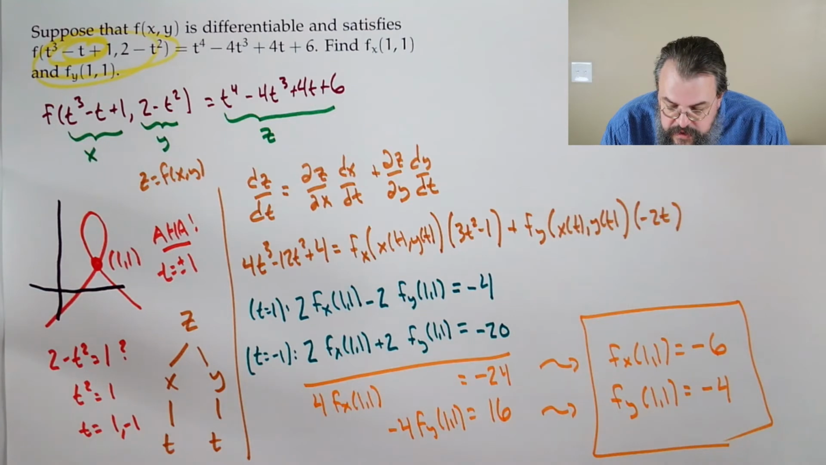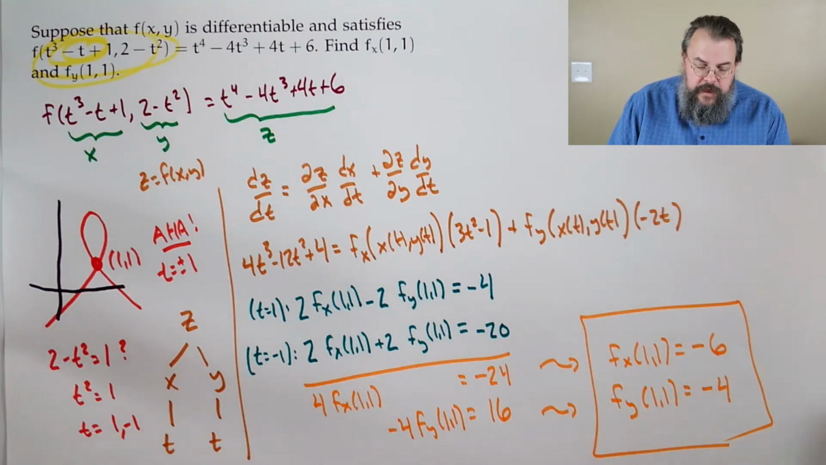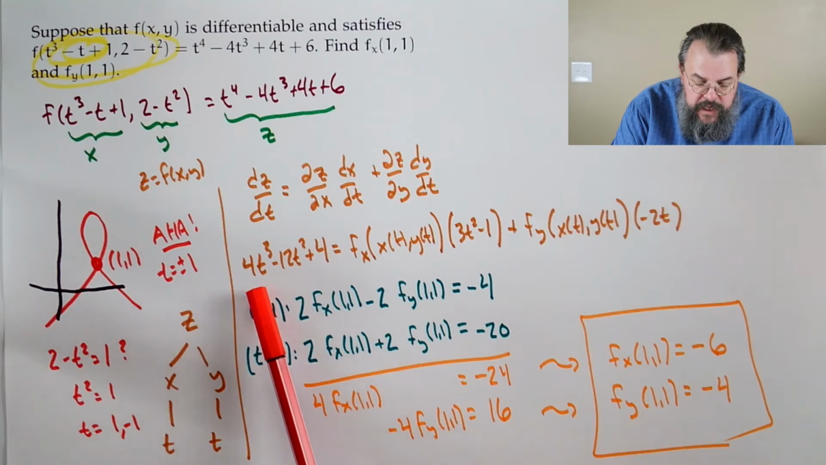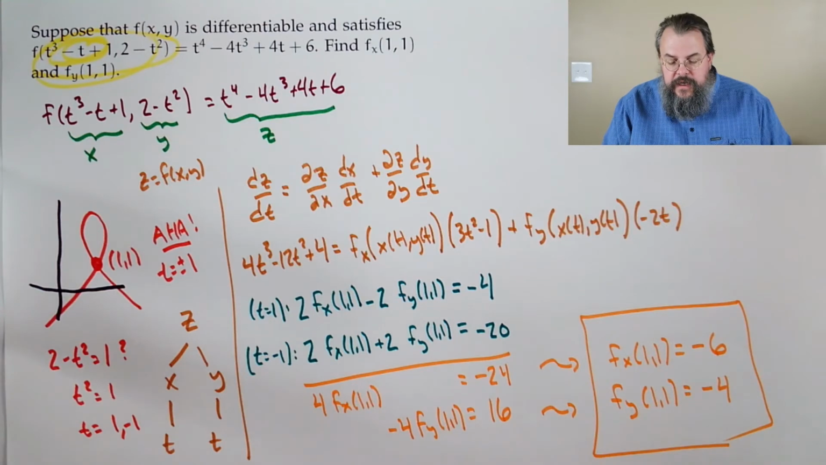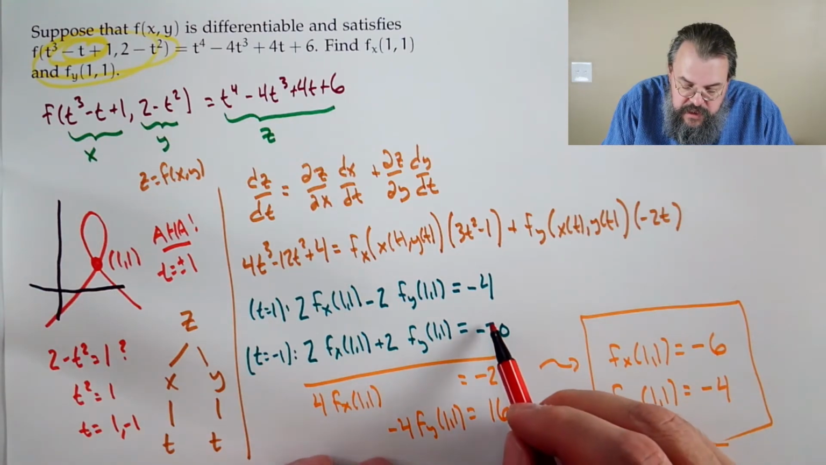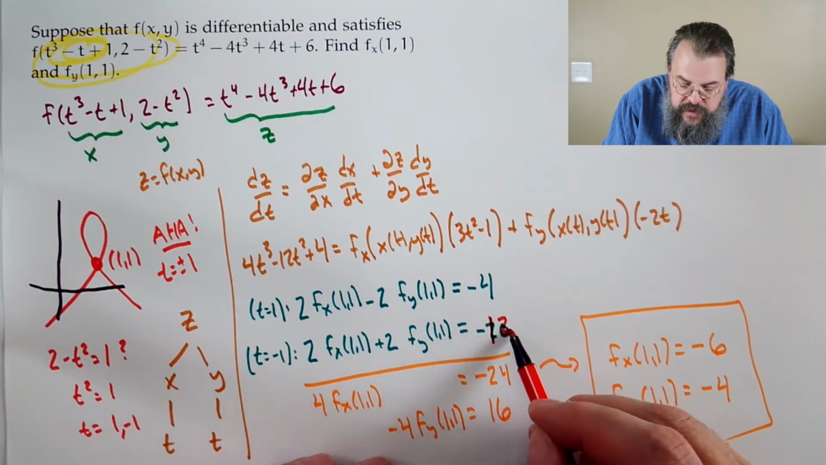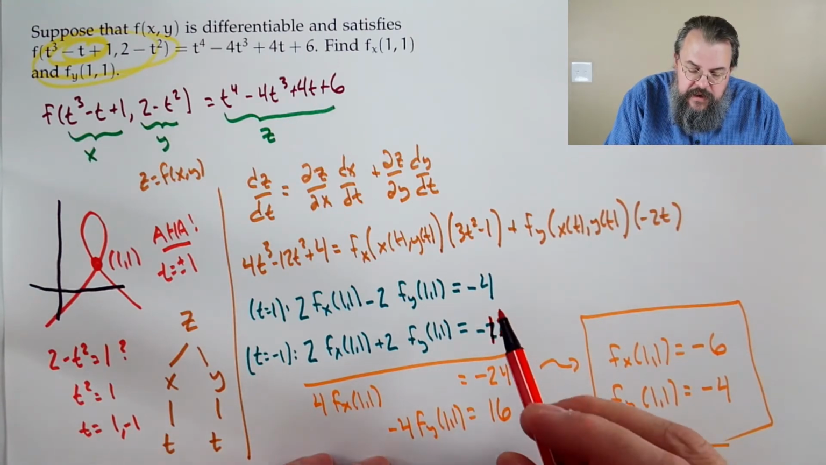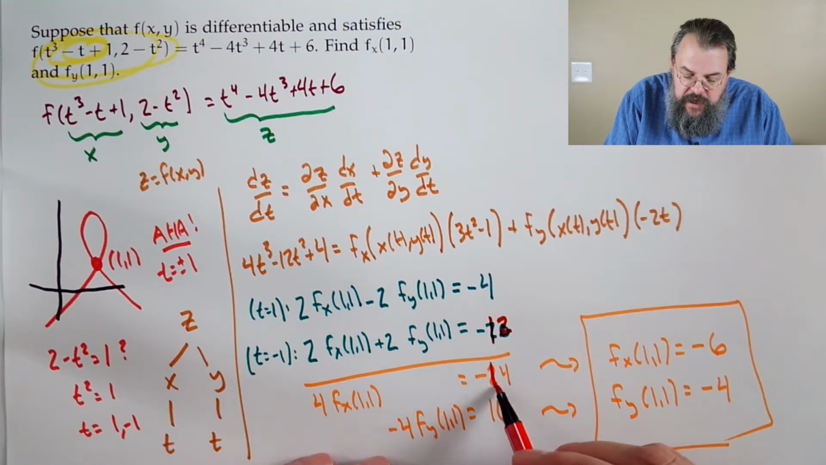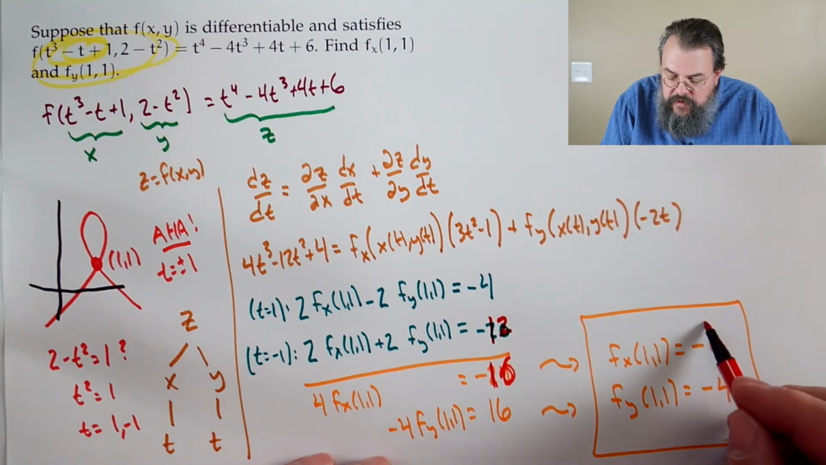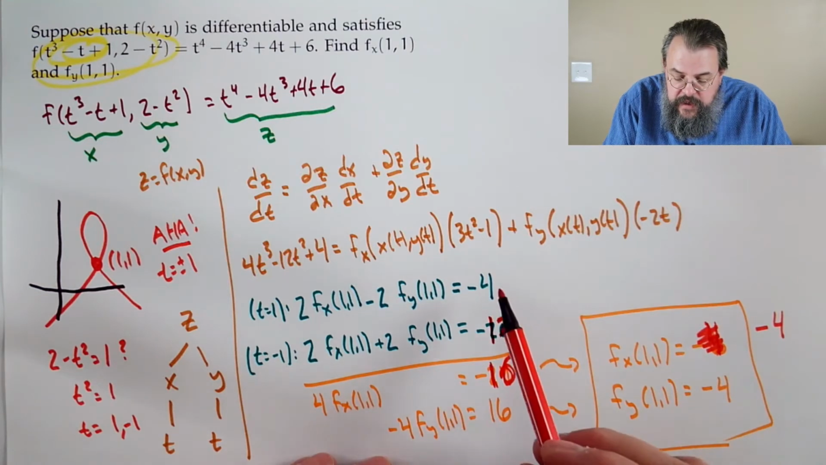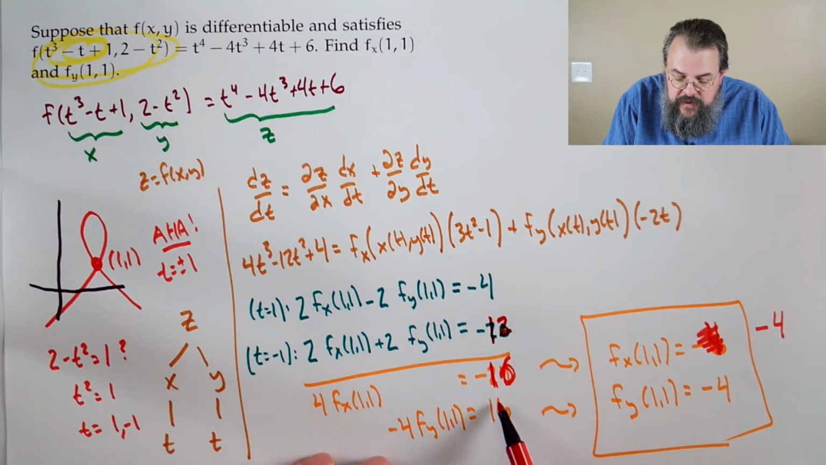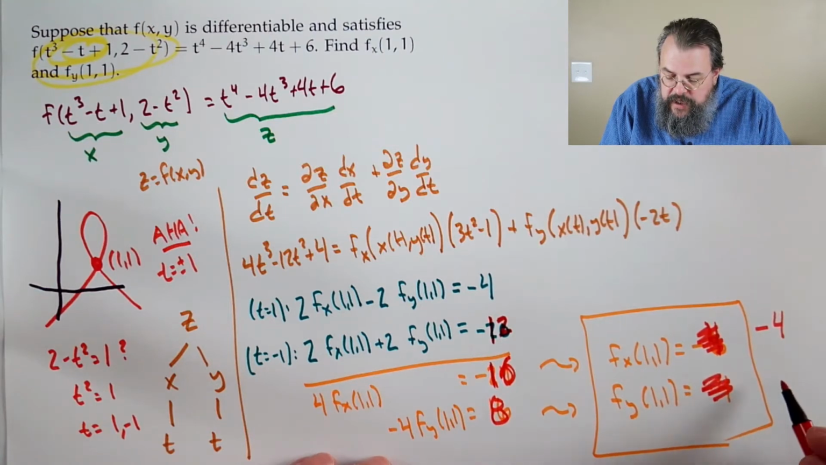Wait a second. Did we do this right? I'm worried about t equals -1. Let's see. When we plug in -1, we get -4, -12, plus 4. Oh, no. It shouldn't be -20. It should be -12. I'm so sorry about that. So when we combined them here, that should have been -16, which means that this is really a -4. Oh, I feel bad. And when we subtract, -4 plus 12 makes this an 8. And so this should have really been a -2.